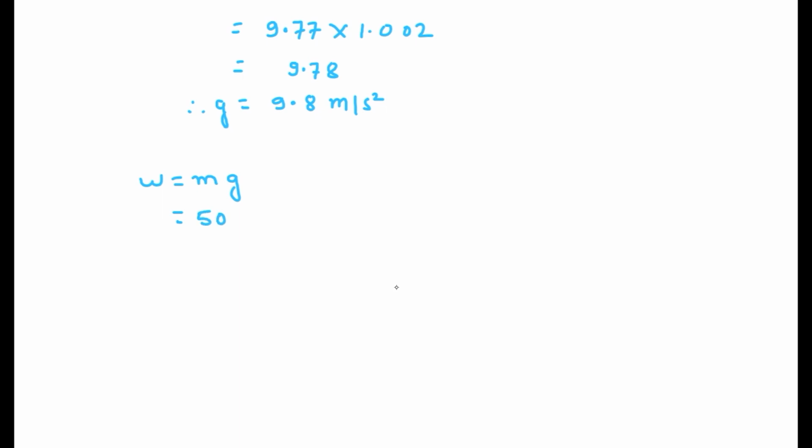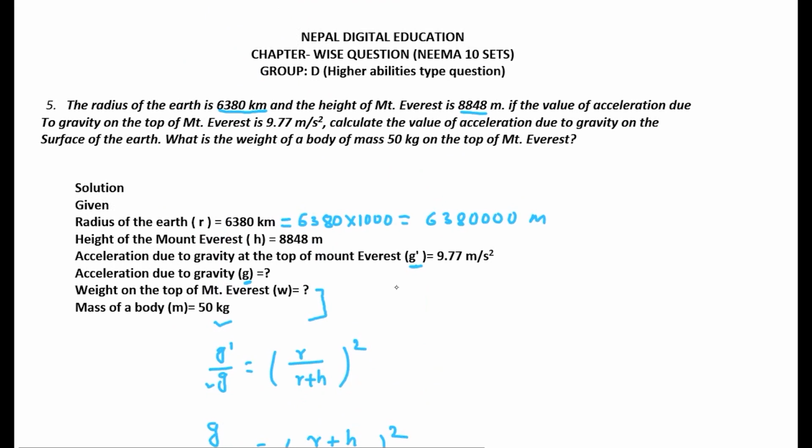Mass is given 50 kg, and on the top of Mount Everest, this g is 9.77. Just multiply it, 488.5, and the unit of weight is Newton. So this is the required weight of a body of mass 50 kg on the top of Mount Everest.